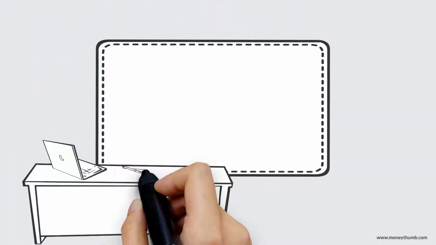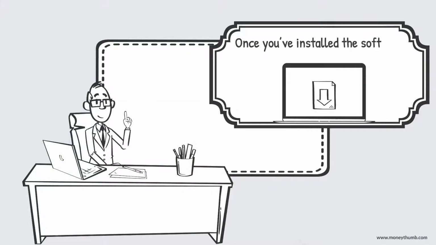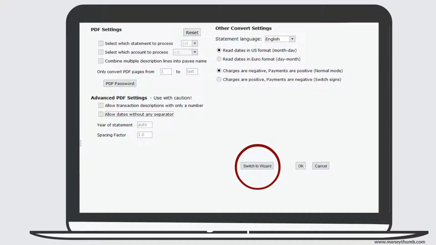Getting started is easy. Once you've installed the software, our CSV converter offers an easy-to-use interface with step-by-step instructions on how to convert your files into .csv formats. Files can be uploaded with a simple drag-and-drop process. You can set up your conversion preferences for each account type, or click the Switch to Wizard button and let the software do the work for you.